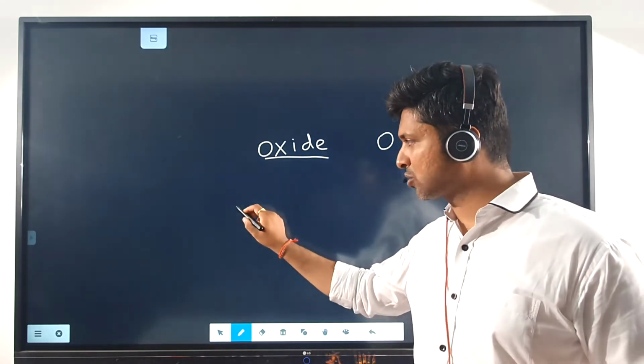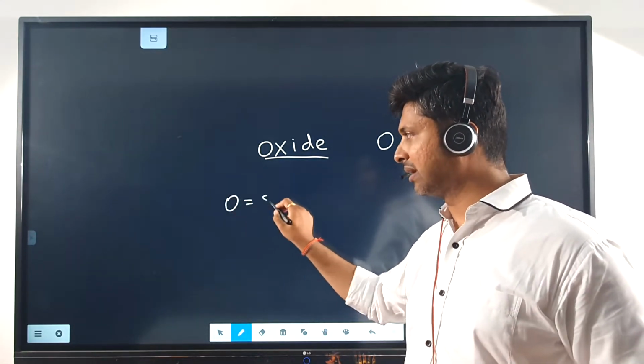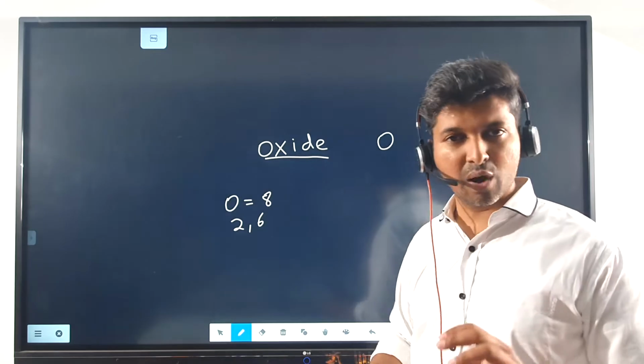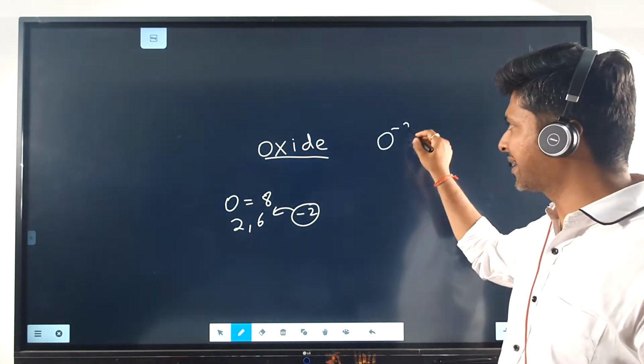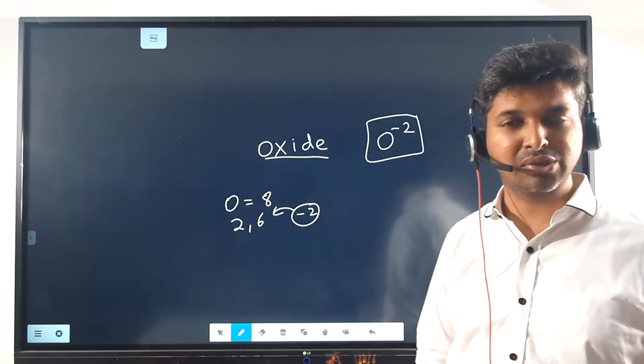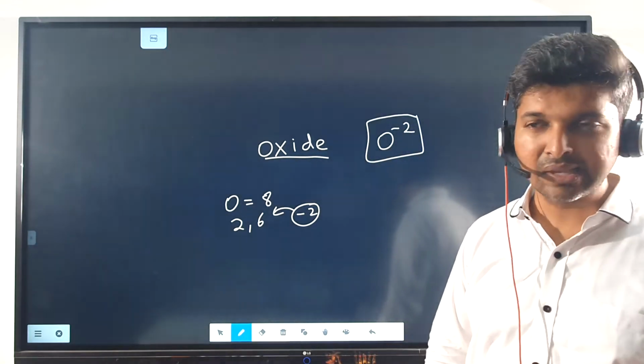That's this radical, oxide. So oxygen obviously has an atomic number of 8 with an electronic configuration of 2,6, and it requires 2 more electrons to complete its octet, and therefore the valency is -2. So O minus 2 is your oxide. O minus 2 is oxide.